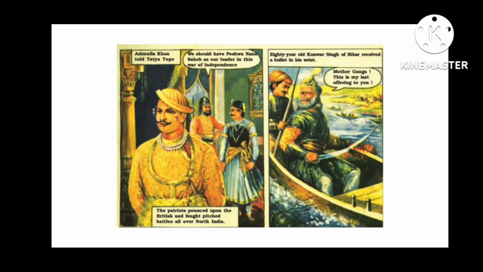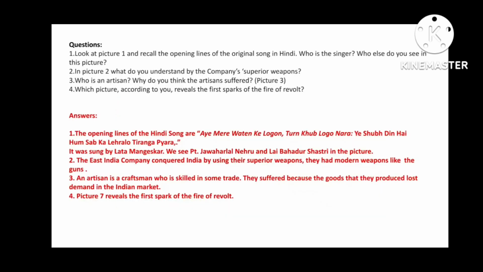People of all ages and kinds contributed in the battle. 80-year-old Kuwar Singh of Bihar received a bullet in his wrist. "Mother Ganga, this is my last offering to you." Even 80-year-old Kuwar Singh of Bihar sacrificed his life for his homeland, for his country. So this is how the revolt, the sparks of 1857, happened.